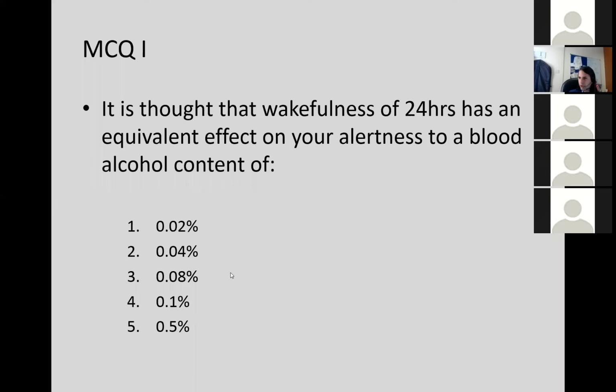Okay, so a variety of answers. Most people went for 0.1, which is the right answer. And if you think about the legal limit in the UK for having a drink and driving, it's 0.08. So staying awake for 24 hours is actually statistically likely to be worse for you than being over the legal limit for drinking alcohol, yet it's not illegal to do this. So food for thought.